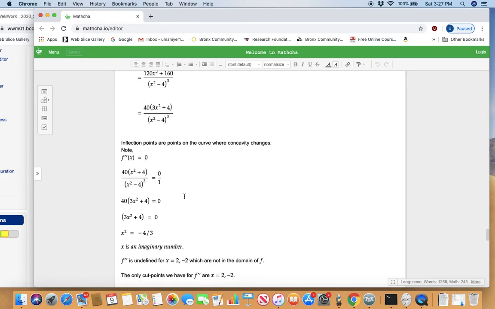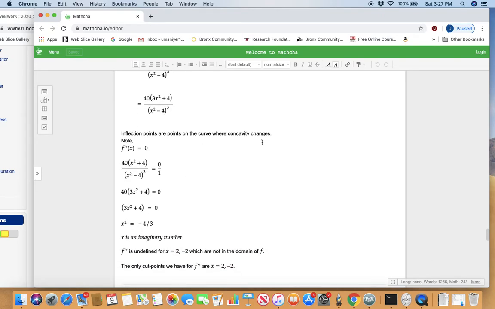Inflection points. Inflection points are points on the curve where concavity changes, that is, concave up to concave down and so on. So you want the second derivative to be 0 or to not exist. When does the second derivative not exist? When the denominator is 0. But we saw this just a short while ago: x squared minus 4 equals 0 means x equals plus or minus 2, which are not in our domain. So they don't contribute to inflection points. The only way I get inflection points is by setting the second derivative equal to 0. Potentially, there is no guarantee.